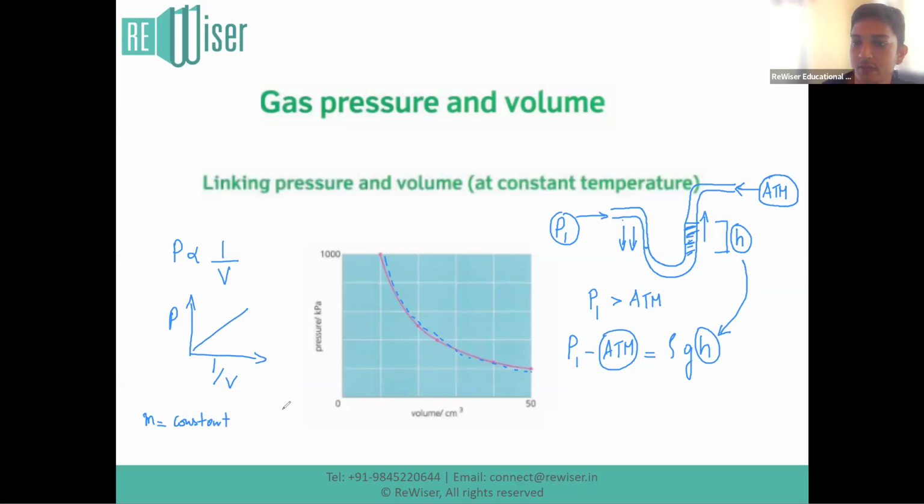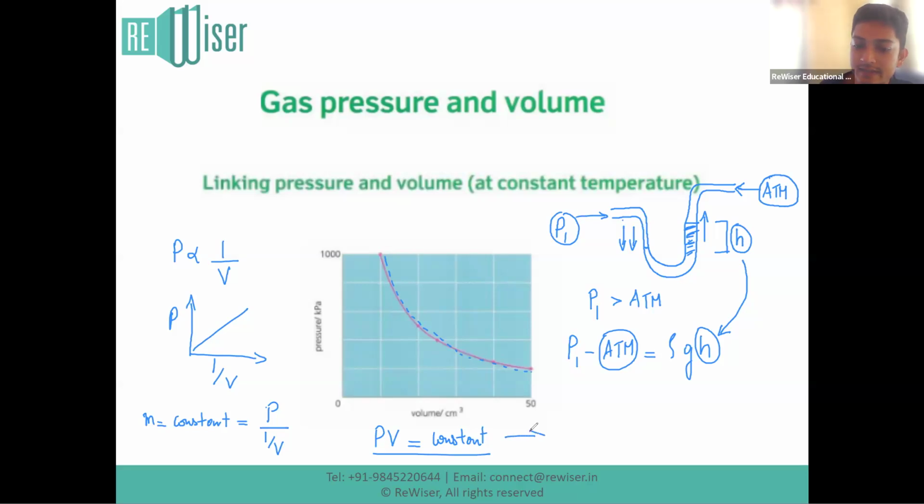And how do you find slope? Slope m is nothing but the change in y quantity versus the change in x quantity. Or you can rewrite this as pressure P times volume V is a constant. This is exactly how this works.